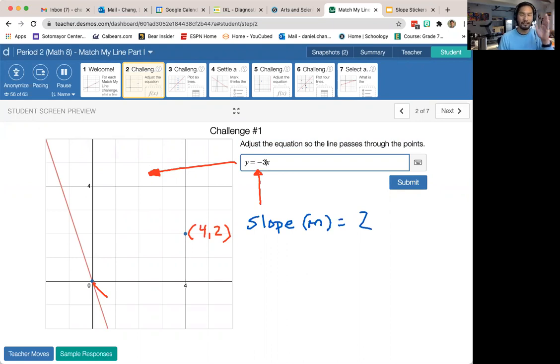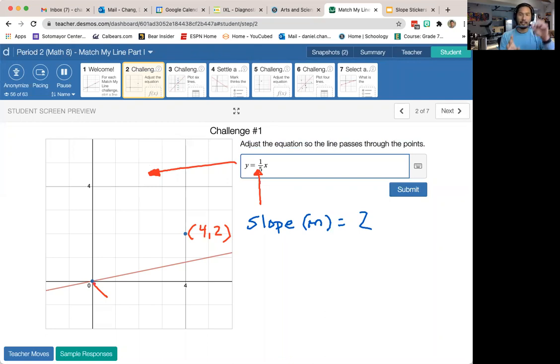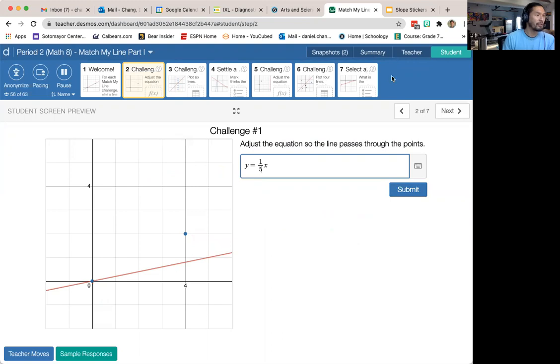Play with different numbers. That is my suggestion, just so you have an idea of what different slopes do to a line. Just put in different numbers, use fractions, and you'll get a sense for how slope changes the steepness of a line. That is my suggestion for challenge number 1. You're just putting in different values for the slope. That's the best way to do it, my suggestion at least. Okay, so that's challenge number 1. We broke it down. Let's go to challenge number 2.